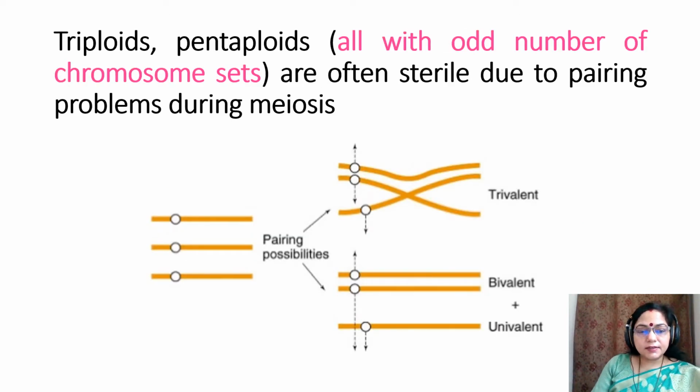Let us see in this diagram that triploid, pentaploid, all with odd number of chromosome sets are often sterile due to pairing problems. Here you can see a diploid. Okay, the pairing possibility is that here it may be 2 chromosomes and here it may be 1. It is bivalent plus univalent.